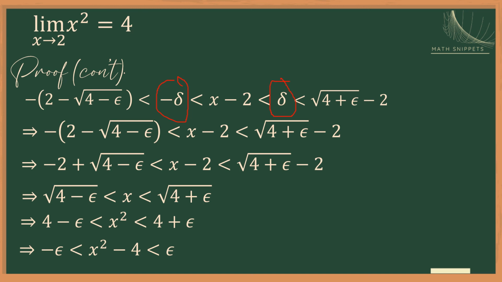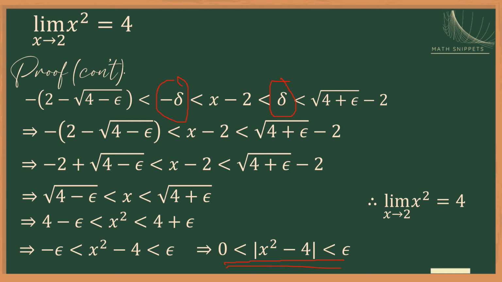Now, this corresponds to an absolute value inequality, which is the absolute value of x squared minus 4 is less than epsilon. So we can say that therefore the limit of x squared as x approaches 2 is equal to 4. What does this tell us? This tells us that the delta that we found led us to this. Hence, we can conclude this.